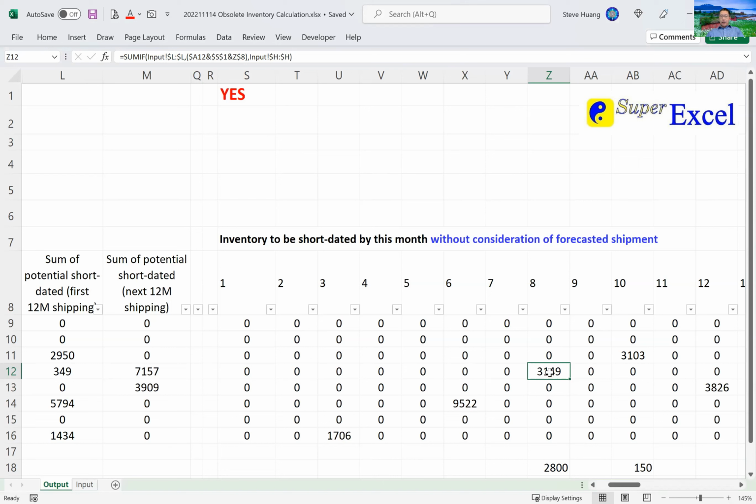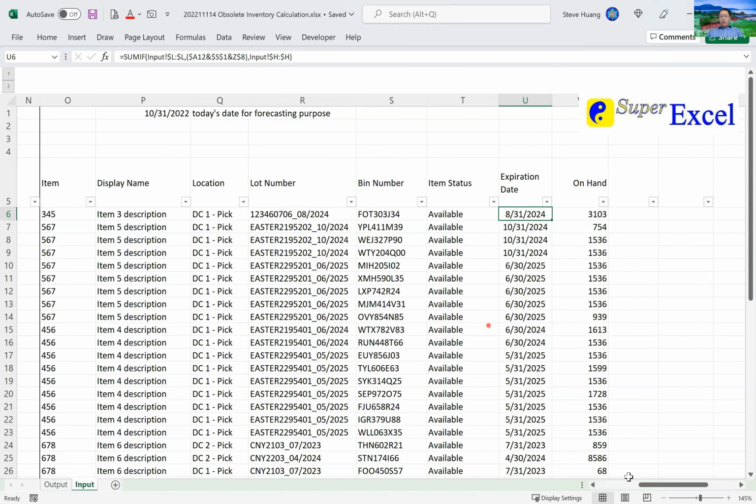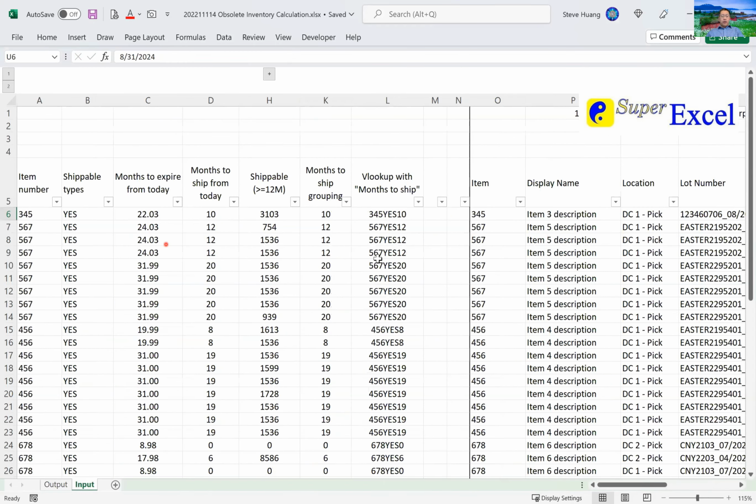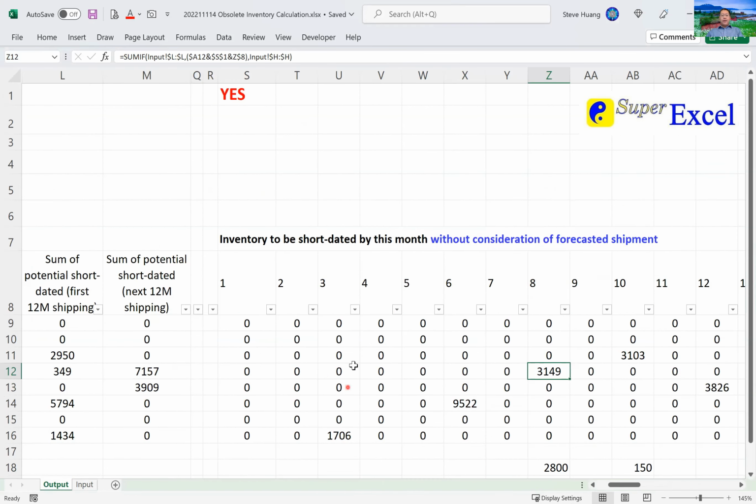So she has done some F function to pull the data from the input sheet over here, based on many other steps she has done, which is not my focus for this video. So I don't plan to talk about how she did that. Based on that, she has already come up with the units of inventory that will be short dated in those months.